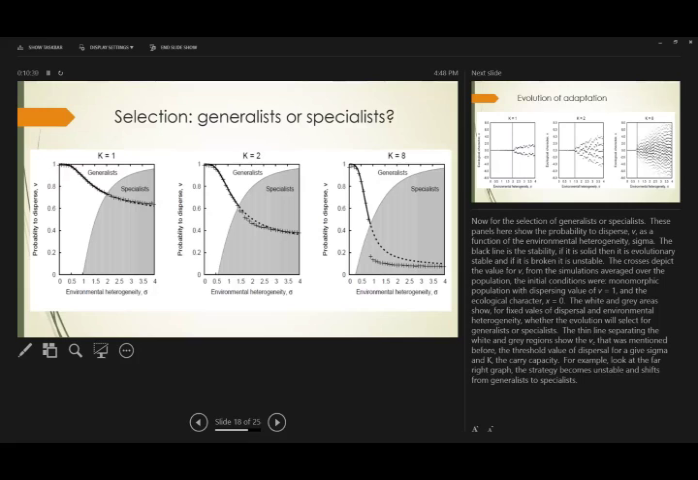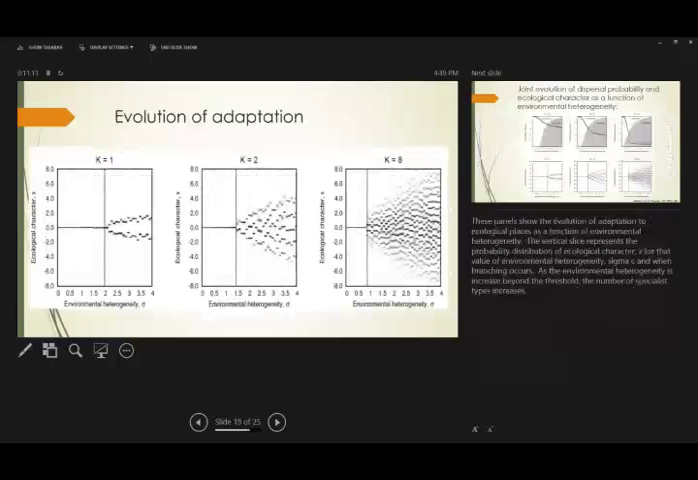So now for the selection of generalists or specialists. These panels are showing the probability to disperse V as a function of the environmental heterogeneity sigma. The black line is the stability, so it's stable when it's solid, and when it's broken, it is unstable. The crosses depict the value for V, and the white and gray areas are shown for either generalist in the white, and the gray are the specialist. For example, let's look at the far right one. We see that this population is going from generalist to specialist because it's very unstable.